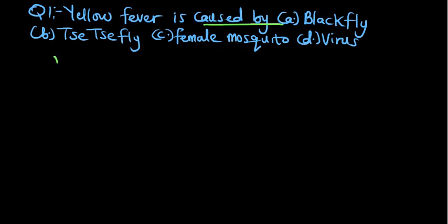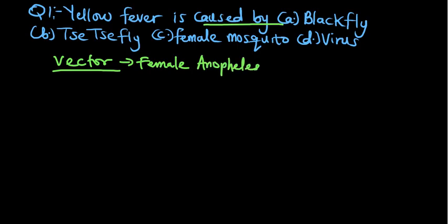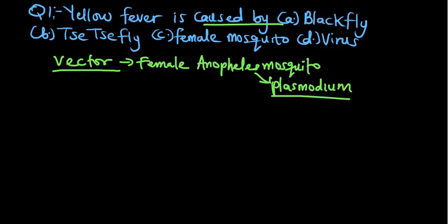You know that we have what we call vector. What are vectors? They are the ones that carry a particular causative organism. For example, the vector for malaria is the female Anopheles mosquito. That's the vector. But what causes malaria? What causes malaria mainly is Plasmodium. Please take note of that. But if they ask us what's the vector for Plasmodium, you're going to say female Anopheles mosquito.